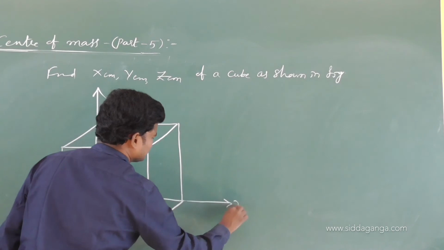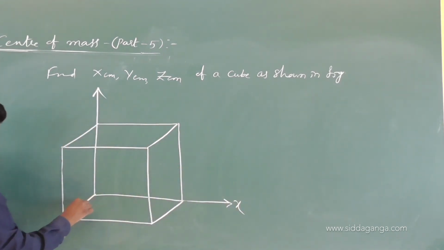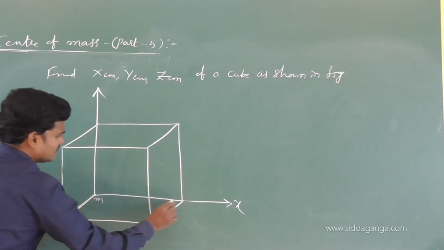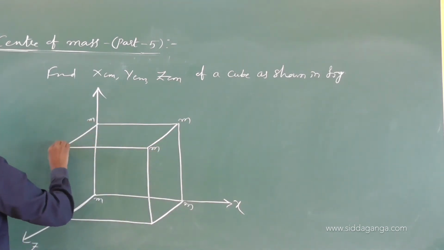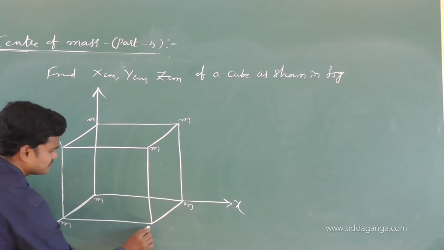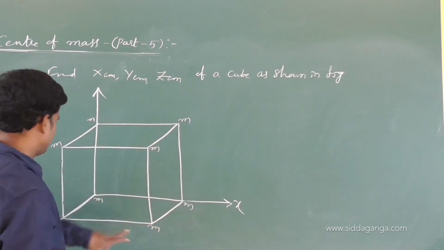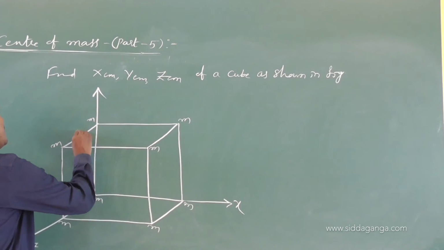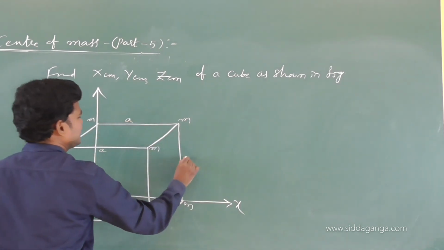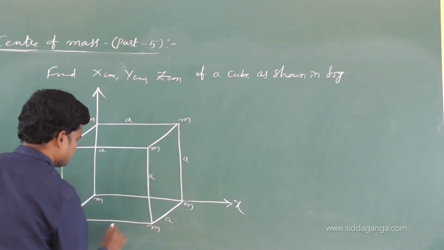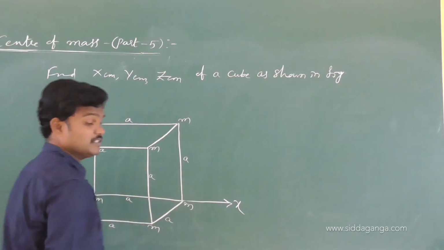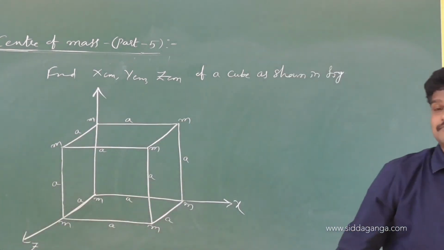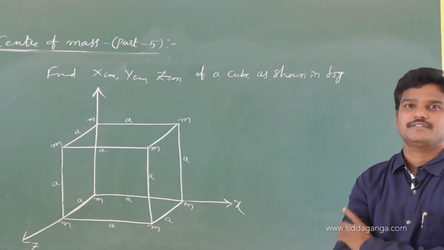So this is x, this is y, z, all are identical, m. Total how many m's? 8, because m at 8 corners. 1 2 3 4, 1 2 3 4. Each side is given a. First identify the coordinates. 8 coordinates you need to identify now. I think you know this thing also in your mathematics.